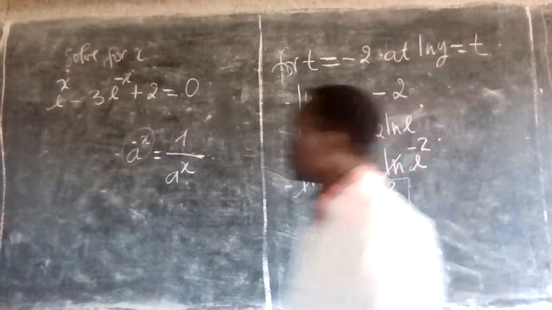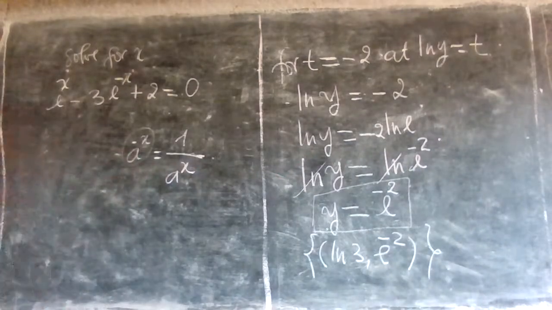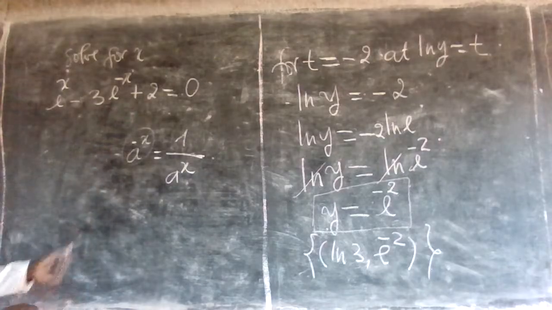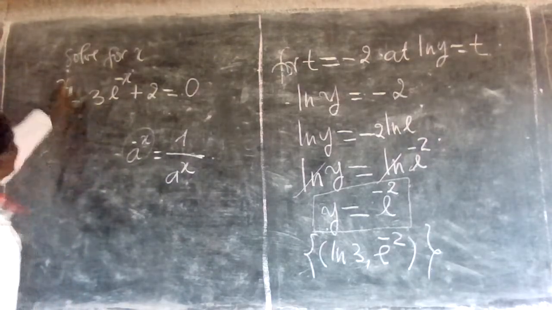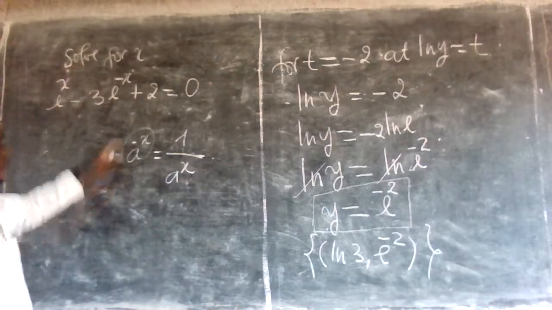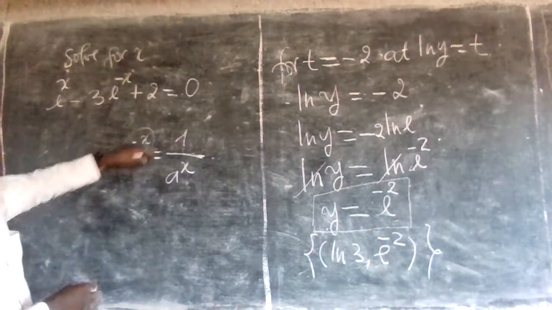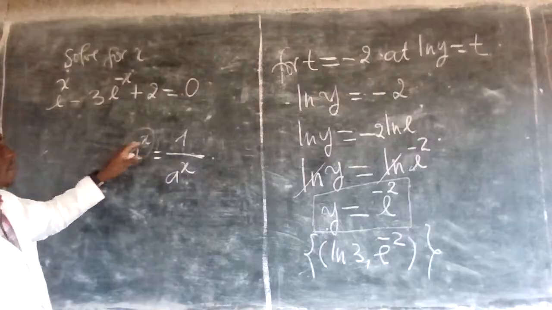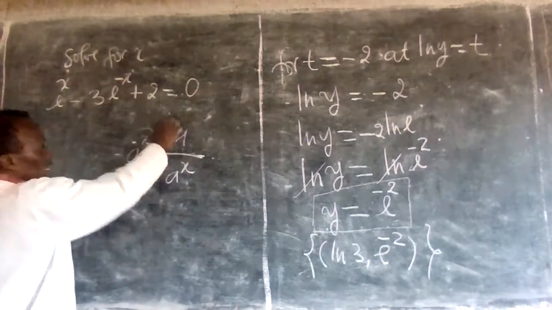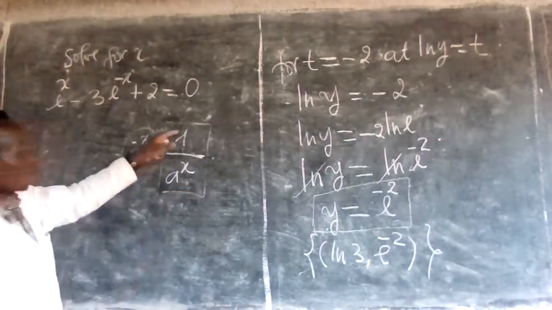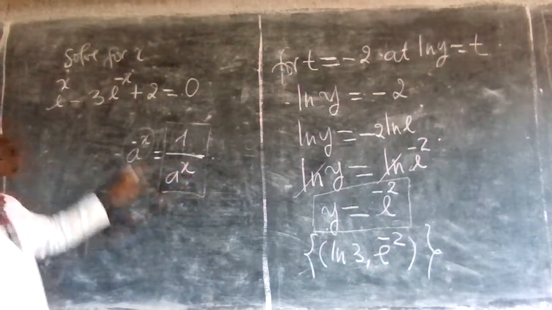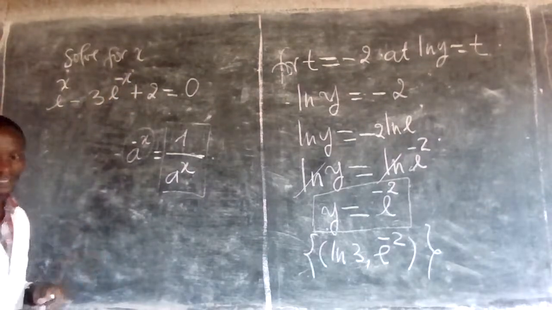Let us continue by solving our equation. So I was saying that when we have this kind of negative, a power minus x, you have to change this one into a reciprocal of 1 over a power x. This is what we are going to apply to this equation.